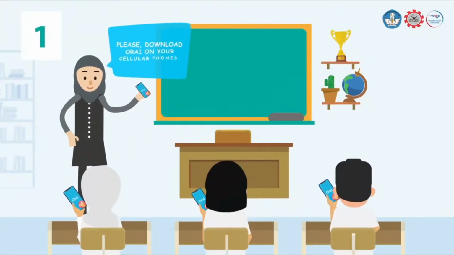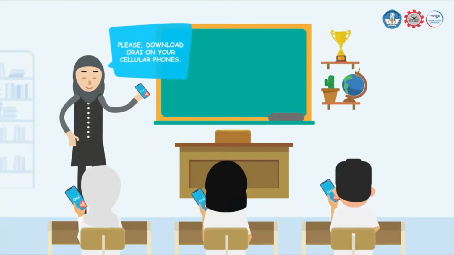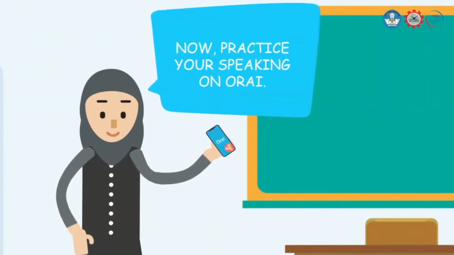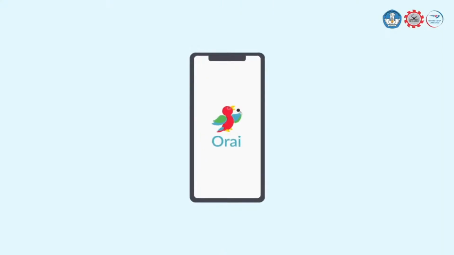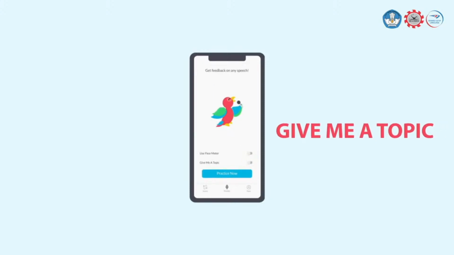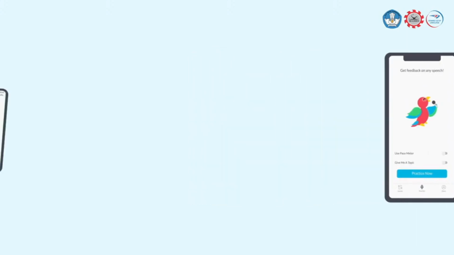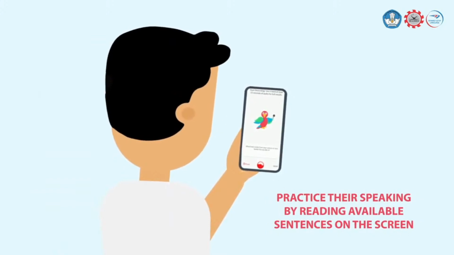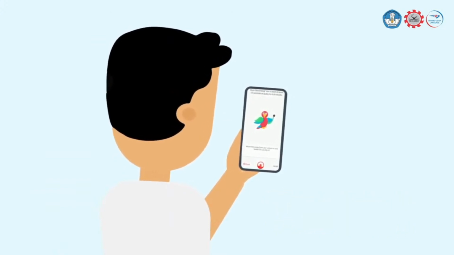First, assigning students to download Orai application on their cellular phones. Second, requesting students to practice their speaking skills using Orai, in which they have to talk based on a topic suggested in the application. On this step, students choose the feature Practice. Click the option Give me a topic and then click the option Practice Now. After that, students practice their speaking by reading available sentences on the screen provided by Orai for 2 minutes.